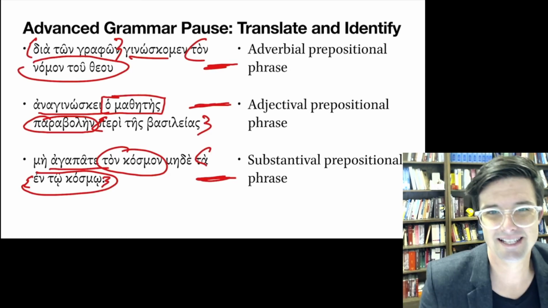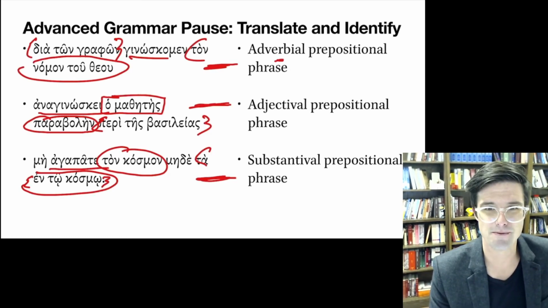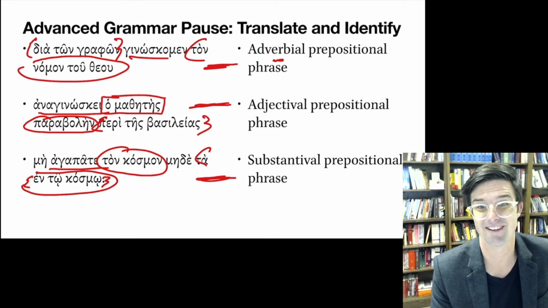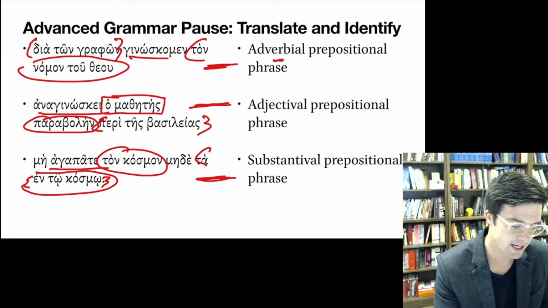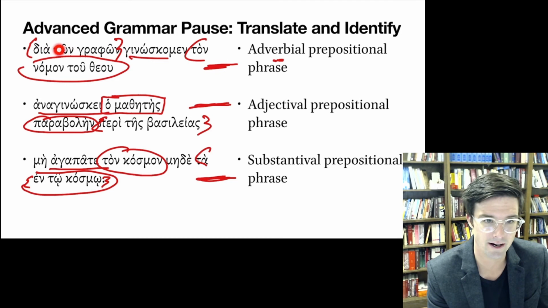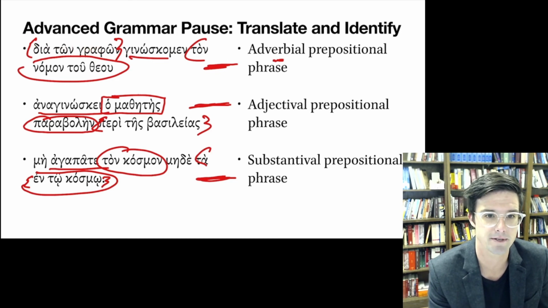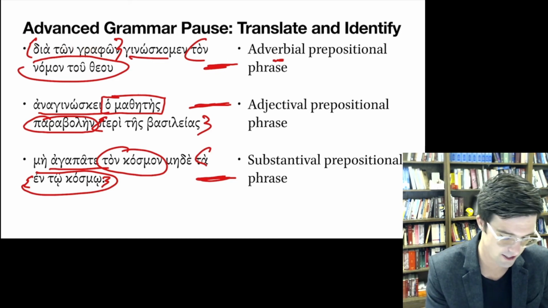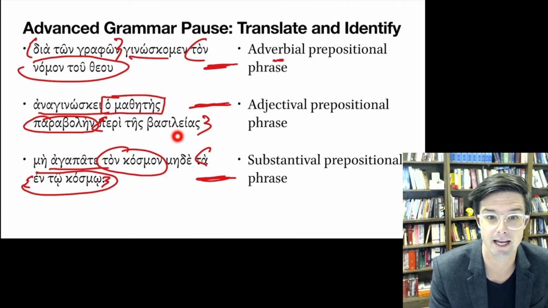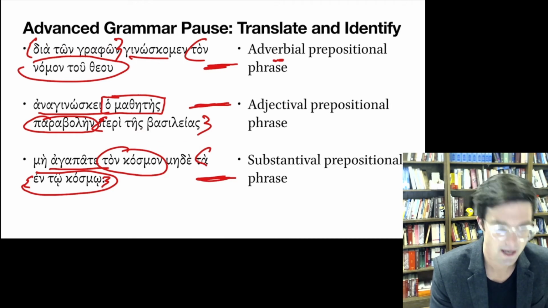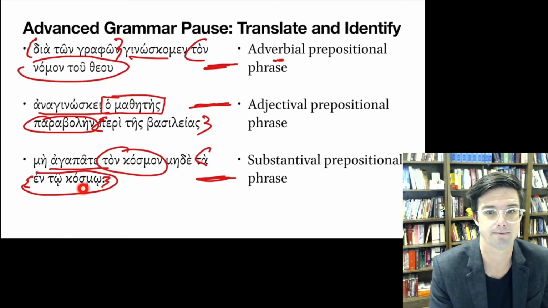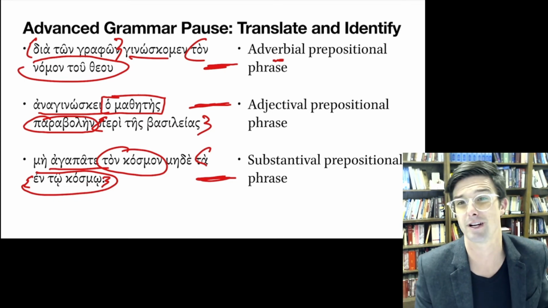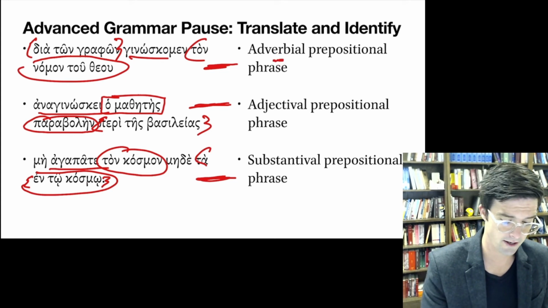So I made it nice and simple here. The first one is our adverbial prepositional phrase, the second one is our adjectival, and the third one is our substantival prepositional phrase. In each case, for identification: dia tōn graphōn is our prepositional phrase here, peri tēs basileias is our prepositional phrase here, and then en tō kosmō is our prepositional phrase down here. Let's give a brief translation of each one, noting their adverbial, adjectival, and substantival functions.